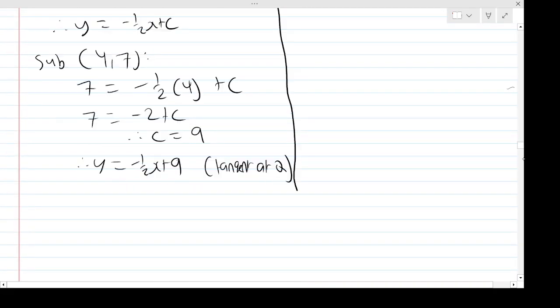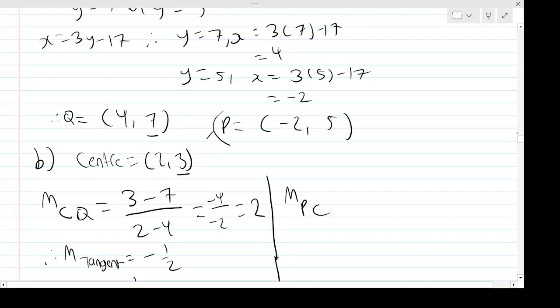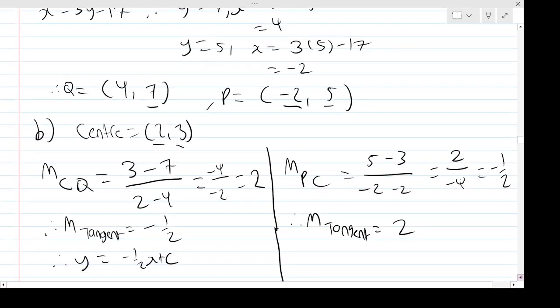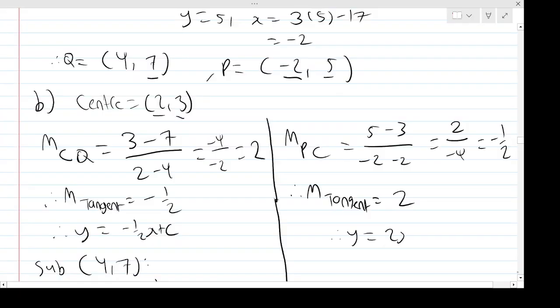is going to be again changing y, changing x. I've noted the coordinates here again. So if I start from P, y is 5 here, take away the y coordinate at the centre, 3. Then change in x, so minus 2 here, take away 2 there. 5 minus 3 is 2, minus 2 minus 2 is minus 4, so I get minus a half, as that simplifies. Therefore, the gradient of the tangent in that case is again going to be the negative reciprocal, so negative of negative is positive. Then we flip 1 over 2, we get positive 2. There we are. Therefore, we can say that y is 2x plus d.